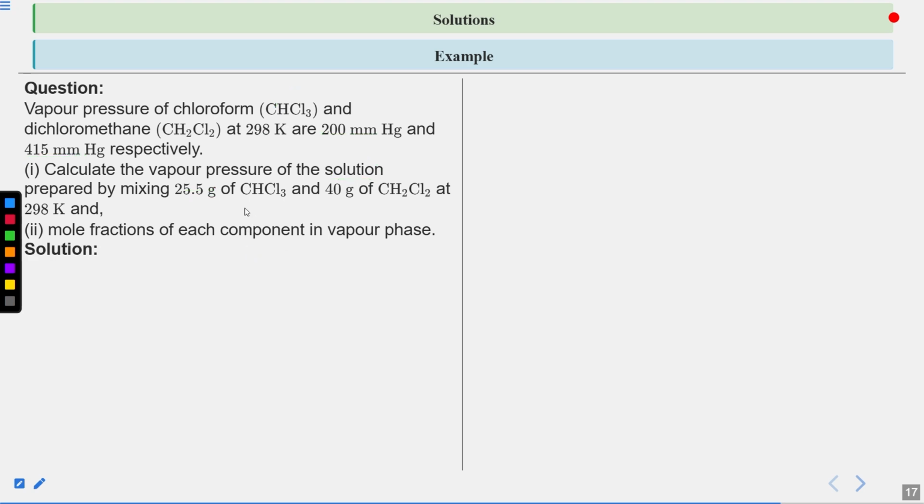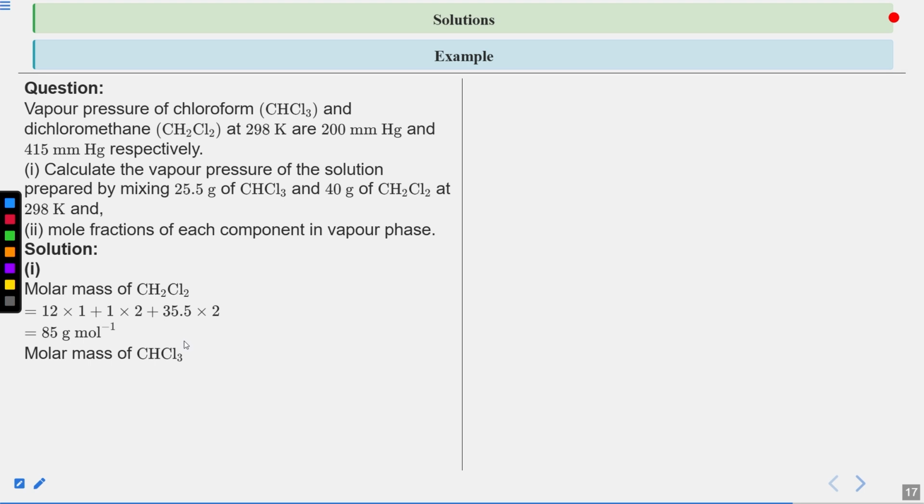First, we will look at the vapor pressure of the solution. We know that the molar mass of dichloromethane can be calculated from the individual atomic weights of carbon, hydrogen and chlorine. So that comes out to be 12 into 1 plus 1 into 2 plus 35.5 into 2 for chlorine, which equals 85 gram per mole. Now, what is the number of moles of this dichloromethane? How will we calculate it? It will be given mass by molar mass.